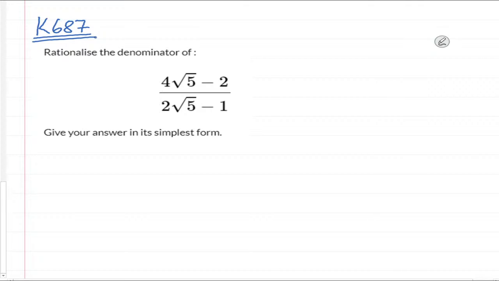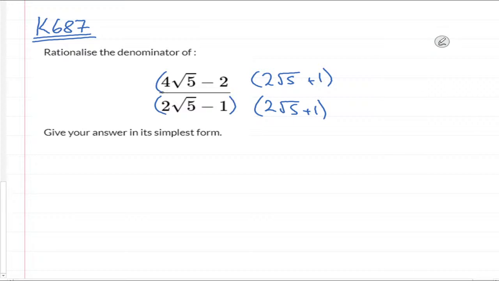So, first things first. What do I need to times this by to get rid of that surd on the bottom? 2 root 5 plus 1. You change that symbol in the middle. Okay? So it's going to be times by 2 root 5 plus 1, times by 2 root 5 plus 1.